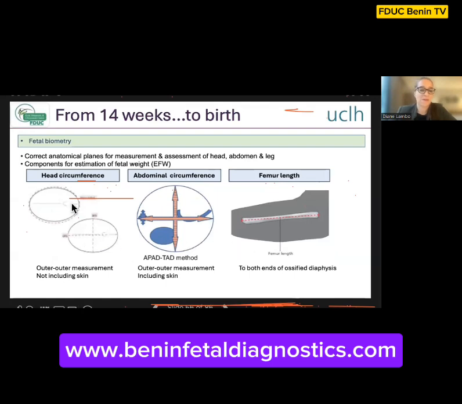Now with the skull and with the head circumference, what you're measuring is outside of the bone. So outside of the bone to outside of the bone, not including the skin. And for the abdominal circumference, same thing, except with the abdominal circumference, you do include the skin on either side. So again, outer to outer, including both the bone and the skin. What you'll have on either side of the abdomen is a single rib, and femur length, both ends of the ossified diaphyses.